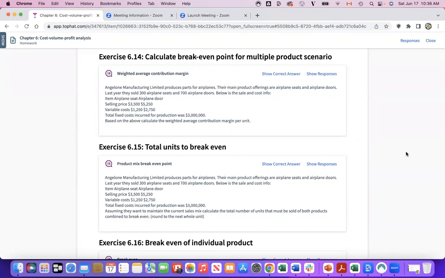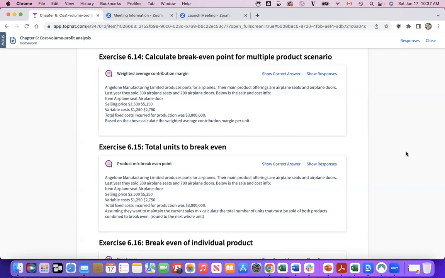So exercises 614 through 617 are based off of the question stem here you see in 614. So Angelone Manufacturing Limited produces parts for airplanes. Their main product offerings are airplane seats and airplane doors. Last year, they sold 300 airplane seats and 700 airplane doors. Below is the sale and cost info.